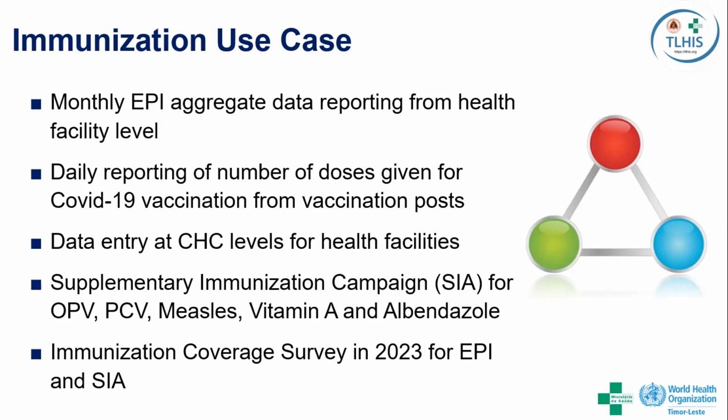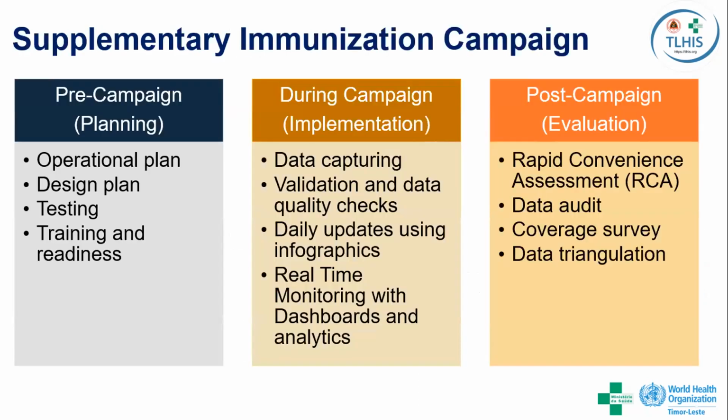Apart from that, this year we conducted this supplementary immunization campaign, which I'm going to talk about now. It was for 5 drugs, 3 vaccines and 2 other drugs: PV, PCV, measles, and also vitamin A and albendazole. Then we followed it up with an immunization coverage survey in March to April 2023, for EPI and SIA.